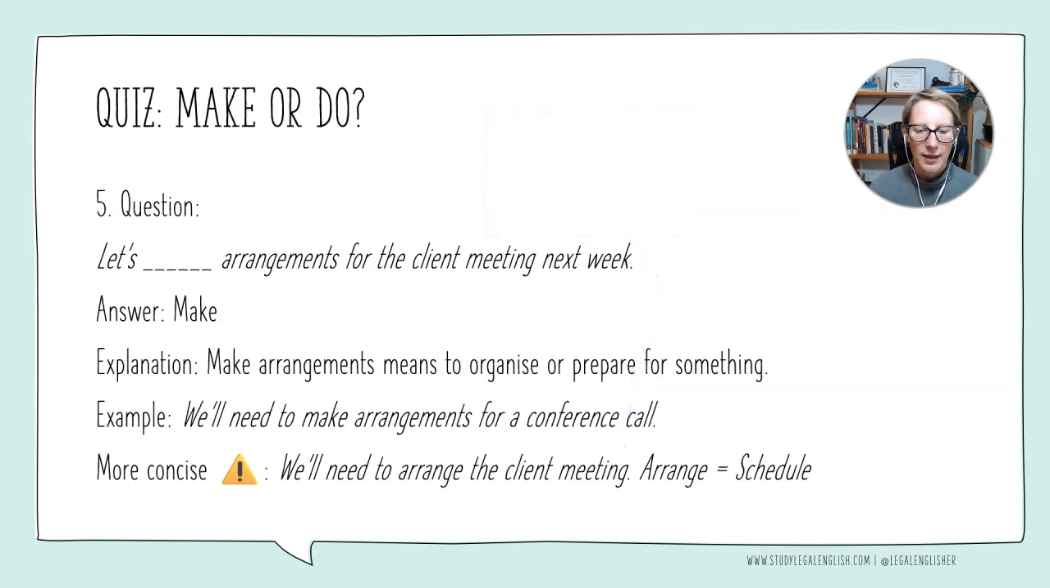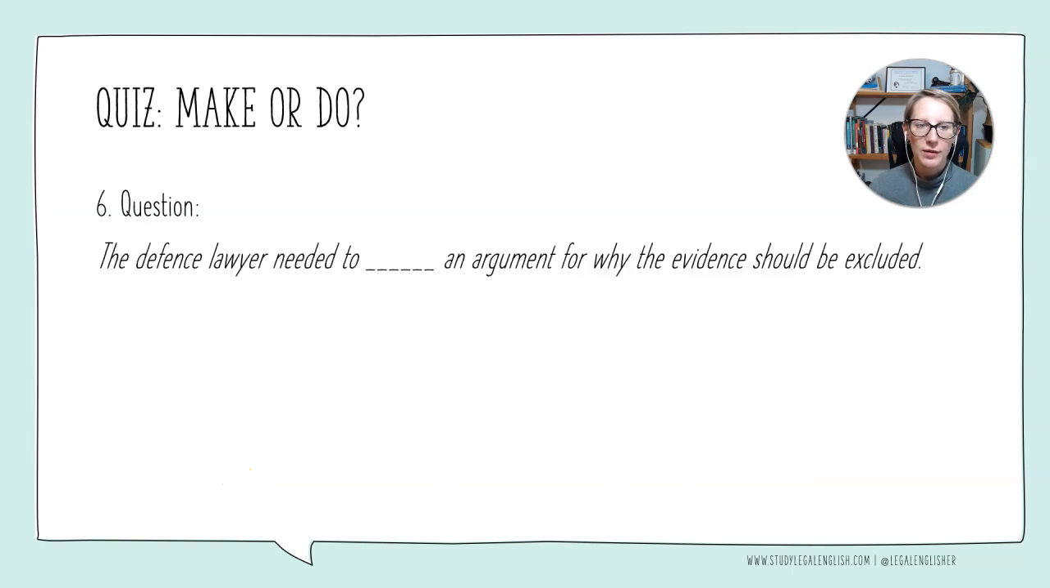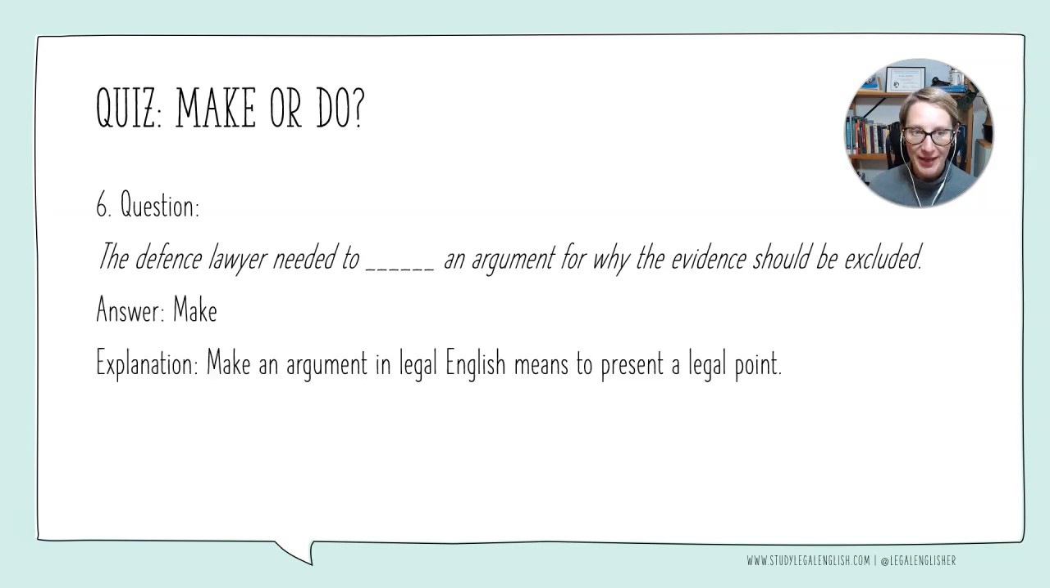All right, let's move on. Number 6: The defense lawyer needed to [blank] an argument for why the evidence should be excluded. 3, 2, 1. The answer is to make an argument. Okay, what does it mean?